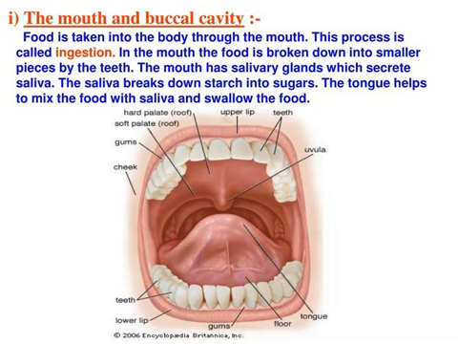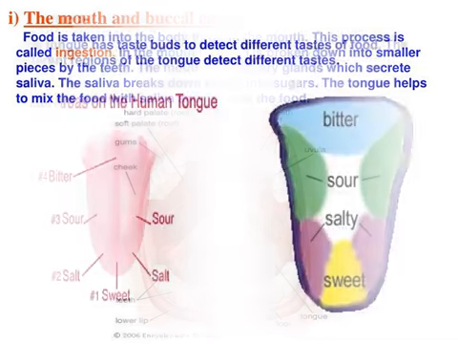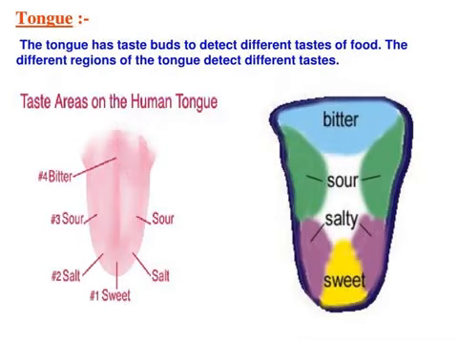You can see the diagram in the picture. The tongue is here. The tongue has taste buds to detect different taste of food. It is a muscular structure attached at the back to the floor of buccal cavity. It mainly helps to taste the food. It also turns and mixes food with saliva and pushes it towards the teeth into the mouth.